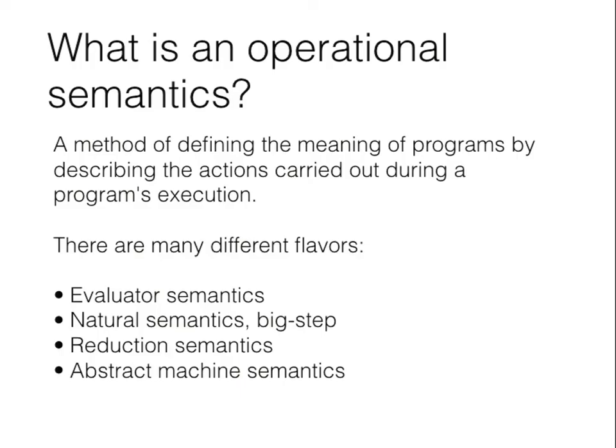Okay. So there's things like evaluator semantics. This is the kind of thing you usually see in an undergraduate course on programming languages where you write interpreters as a way of defining the meaning of programs. There's natural or big step semantics. There's reduction semantics and abstract machines, things like that. So we're going to see all of these things.